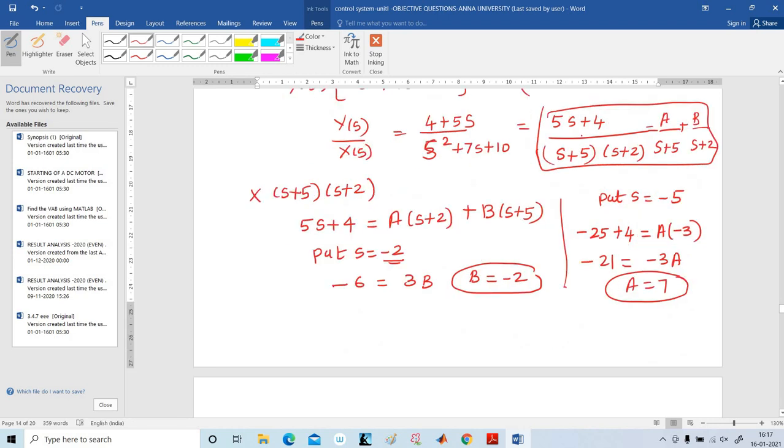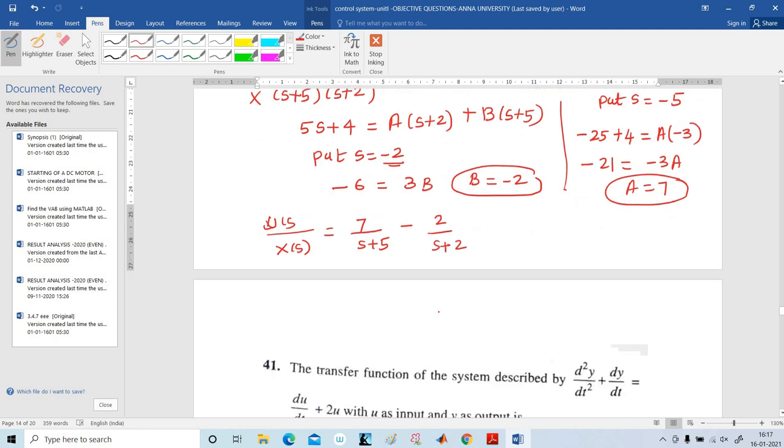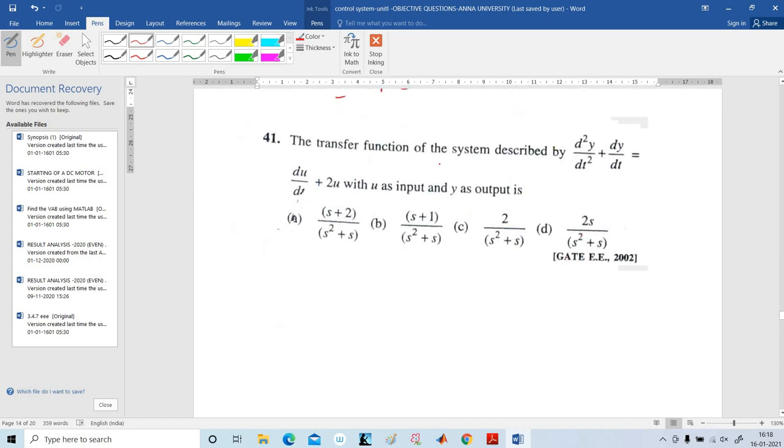Finally, I have to substitute this in the equation. So what is Y of S divided by X of S? With A equal to 7, it is 7 by S plus 5 plus minus 2 by S plus 2. So what is the correct answer? I have to take the inverse Laplace transformation now. So 7 into 1 by S plus 5 gives e power minus 5t, minus 2 into e power minus 2t is the correct answer. Next problem.